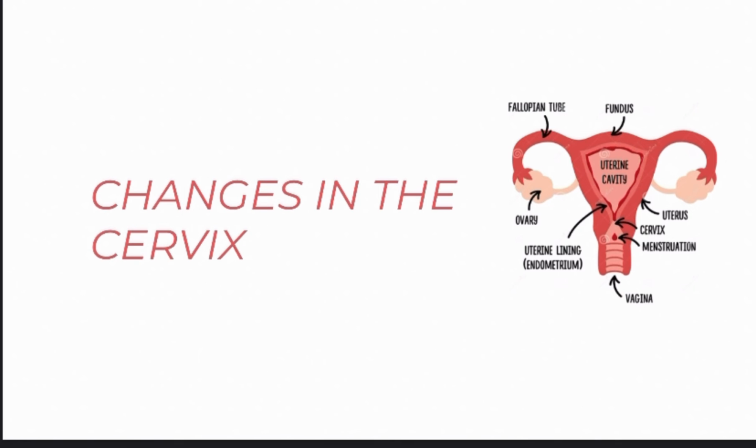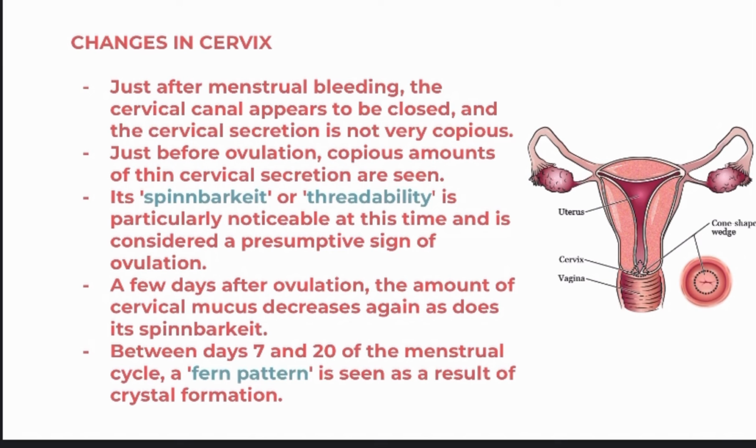Next, we are going to see changes in the cervix. Just after menstrual bleeding, the cervical canal will be closed, and the cervical secretion is not very copious. Just before ovulation, copious amounts of thin cervical secretions are seen. Its spinnbarkeit, or threadability, is particularly noticeable at this stage and is considered a presumptive sign of ovulation. A few days after ovulation, the amount of cervical mucus decreases again, as does its spinnbarkeit.